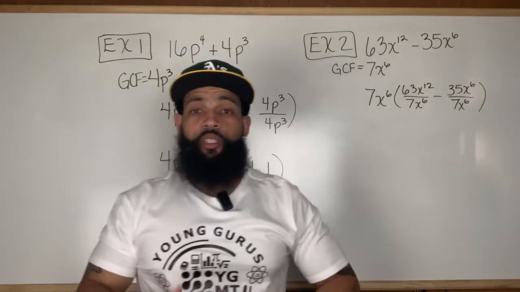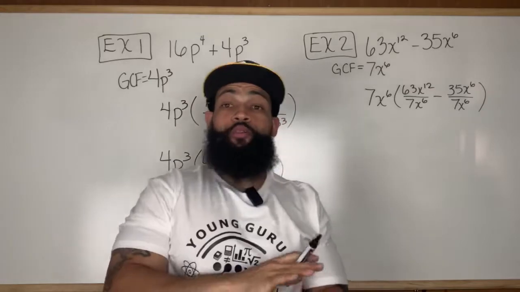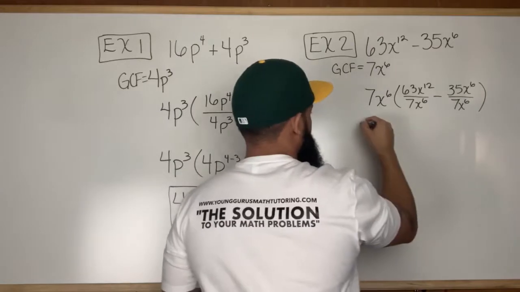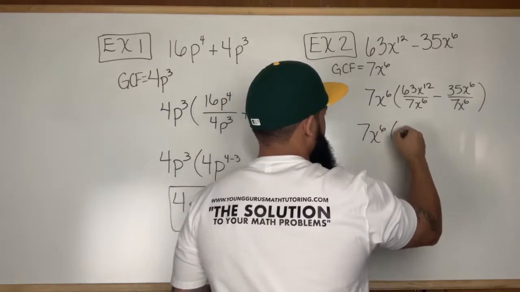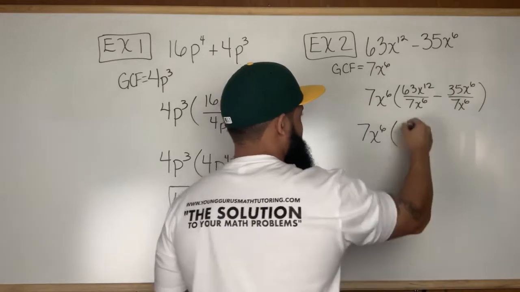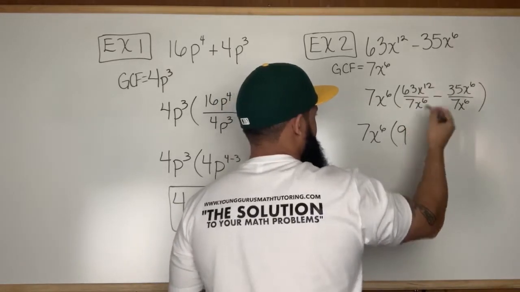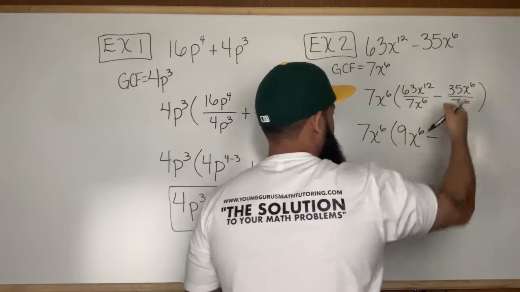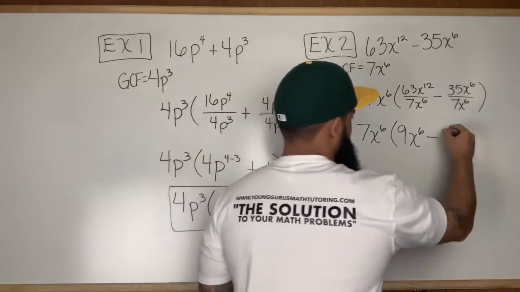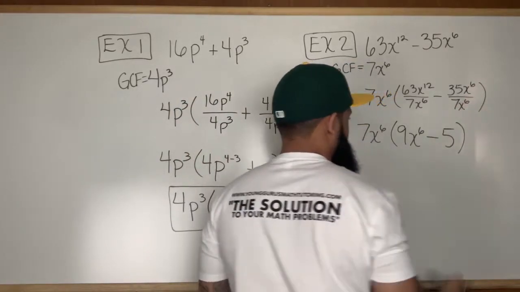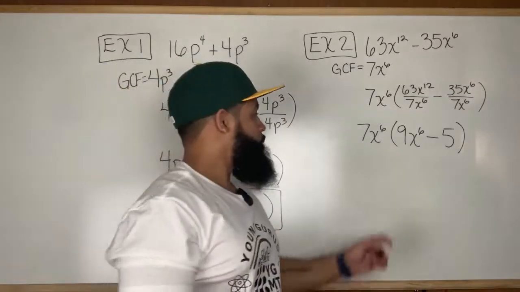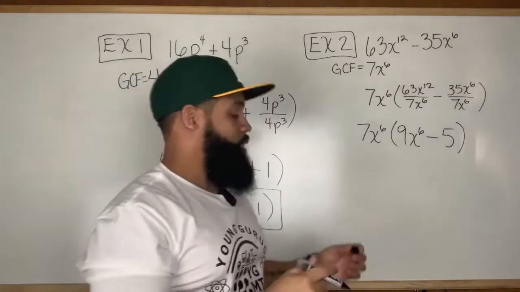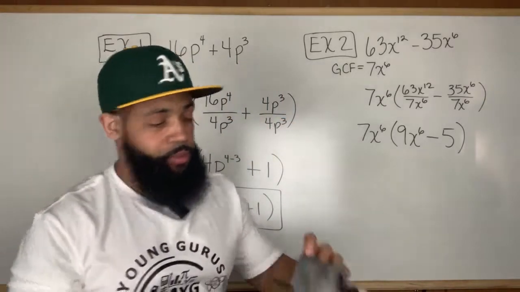This step is just an extra step because I try to make sure that I don't assume anybody knows anything. So I'm showing every single step, okay? So then when I do the division here, I'm left with 7x to the 6th power, and then 63 divided by 7 is 9. Once again, we subtract the exponent. So 12 minus 6 is x to the 6th power. And then 35 divided by 7 is 5. And then x to the 6 divided by x to the 6 is just 1. So here, 7x to the 6 times 9x to the 6 minus 5. And those are factored. Okay.